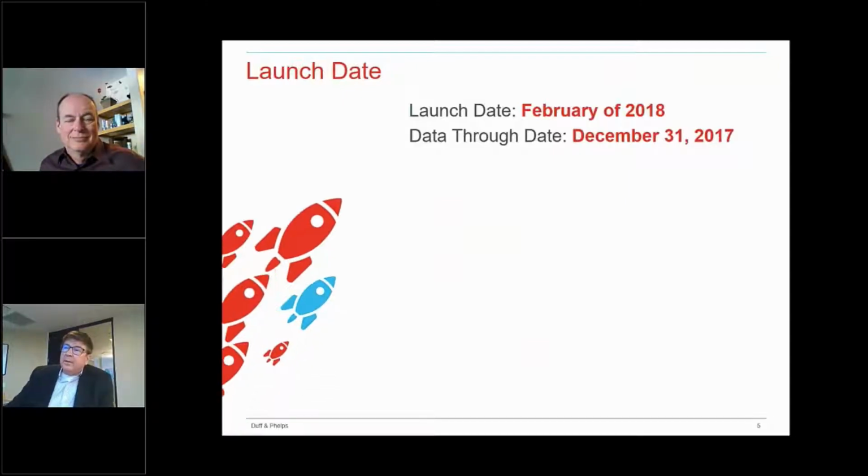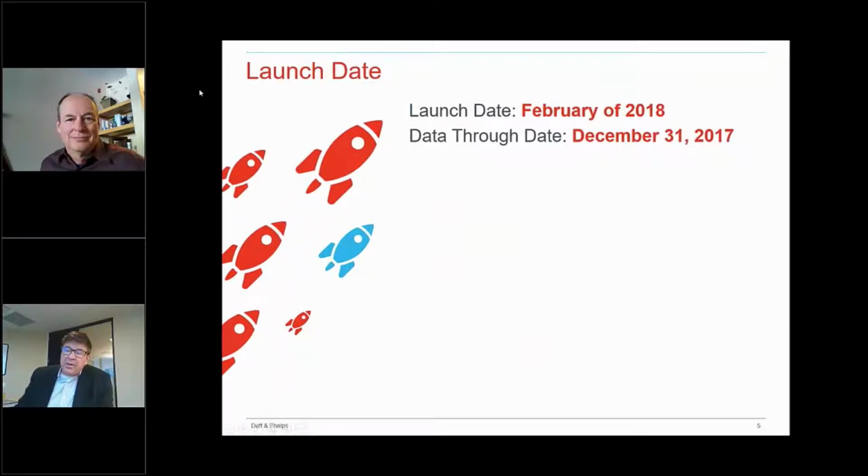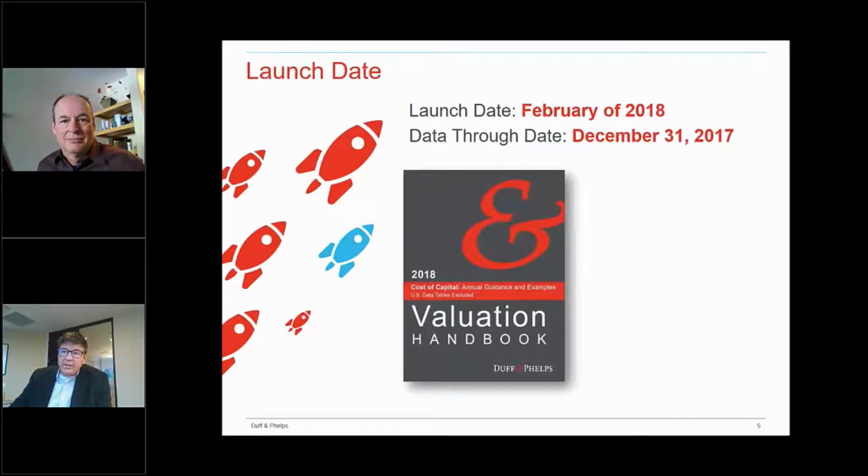Now, the Cost of Capital Navigator launches in the second half of February 2018 with data through December 31st of 2017. As I mentioned, the books are going to be transitioned over to the Cost of Capital Navigator in stages. In the first stage, in February 2018, the Valuation Handbook U.S. Guide to Cost of Capital is going to be transitioned over.